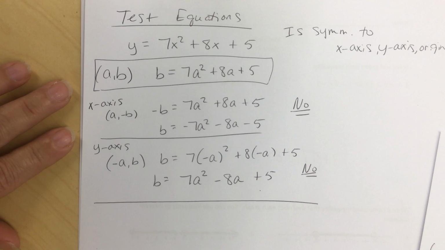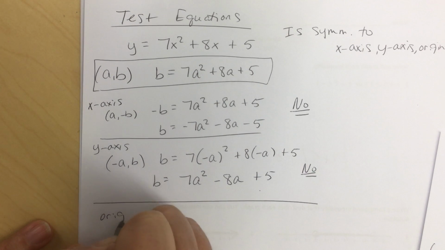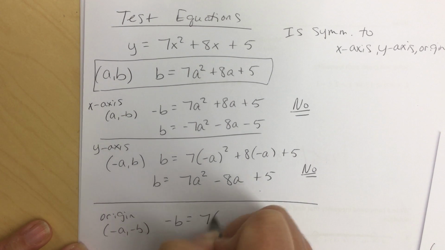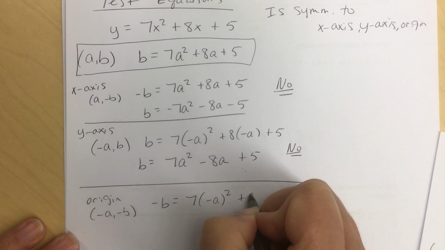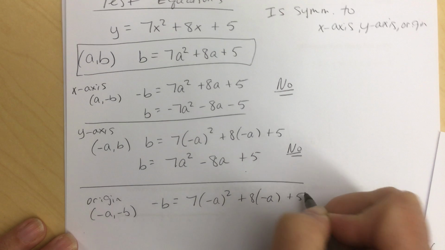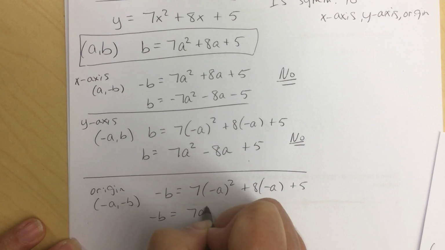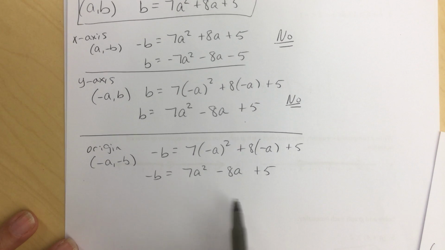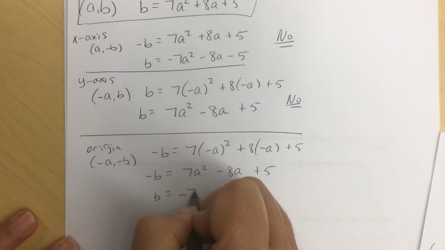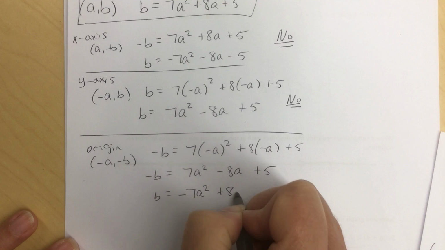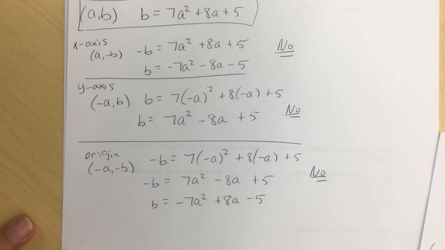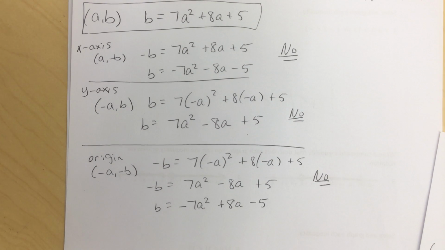Usually by the time you do x and y, you can tell what the origin is going to come out to be. But let's plug it in and see. Negative B is equal to 7 times negative A squared plus 8 times negative A plus 5. Negative B is 7A squared minus 8A plus 5. Even if I divide by negative 1, I'm still not going to be equivalent. That'd be B equals negative 7A squared plus 8A minus 5. So this one is not symmetric to anything, and that happens sometimes. Don't think that it has to be symmetric to one of them. Most equations are not symmetric to any of those.